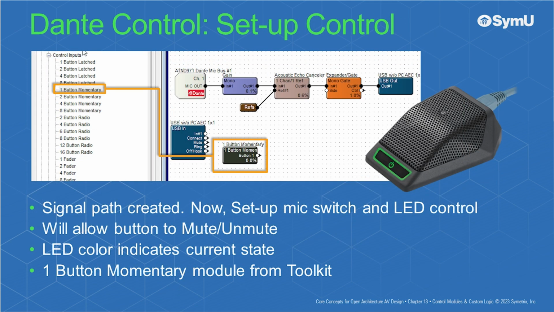Now that the signal path has been created, set up the control for the mic switch and LED control on the AT-ND971. This will allow the button to both mute/unmute, as well as change LED color to indicate its current state. We begin with a one-button momentary module from the toolkit.